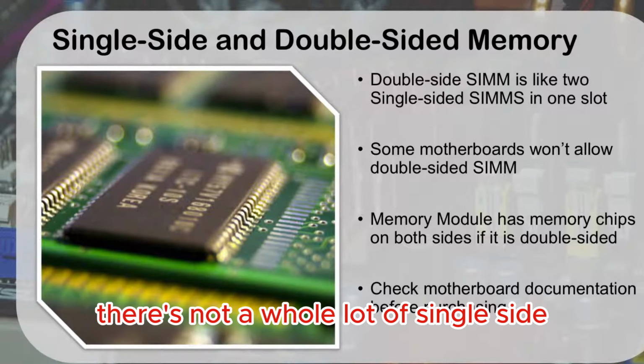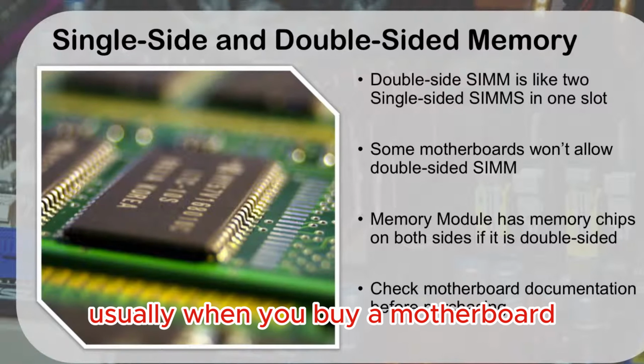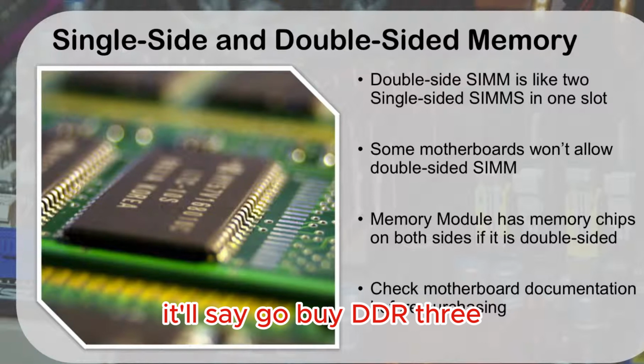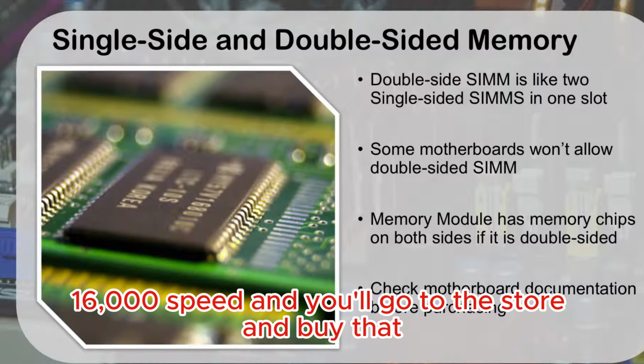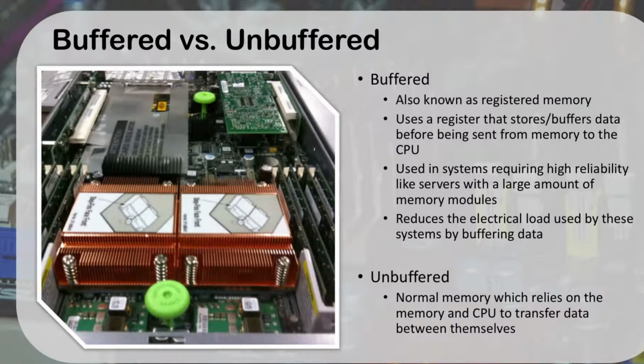There's not a whole lot of single-sided, double-sided conversation. Usually when you buy a motherboard, it'll say, go buy DDR3 16,000 speed, and you'll go to the store and buy that, and that'll work. So you don't have to worry too much about that.